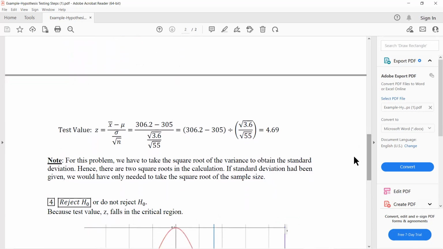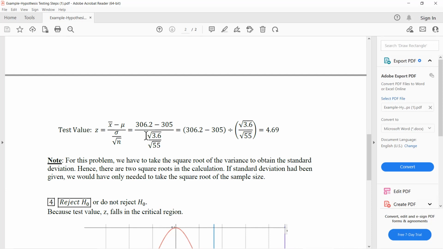Okay, so the test statistic, this formula should look familiar. This is x bar minus mu over sigma divided by the square root of n. So our x bar, if you remember, was 306.2 minus our mean, which is 305. Now here, this is why I wanted to take an opportunity to do this, because the formula here is sigma, notice. But they gave you sigma squared, remember? The variance was 3.6. So we have to take the square root of the variance here. That's a trick in this problem, okay? So you take the square root of 3.6 over the square root of 55.